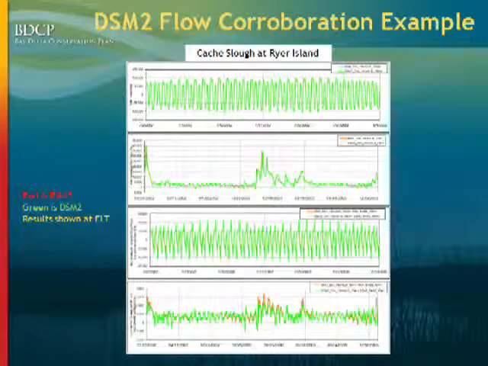So this is an example. We made sure that we are matching well in both tidal flows as well as the net flows. So these are net flows, and this is in Cache Slough at Ryer Island, for instance.